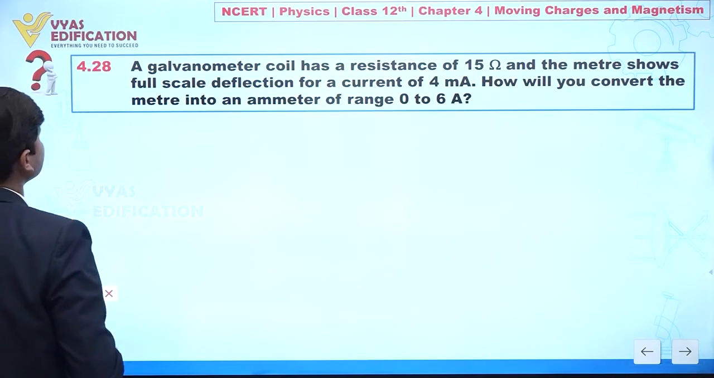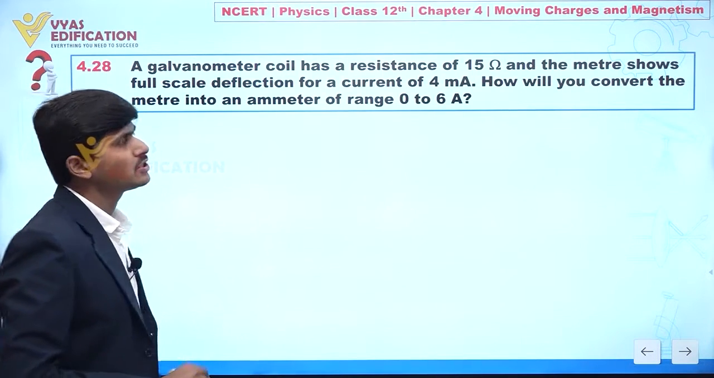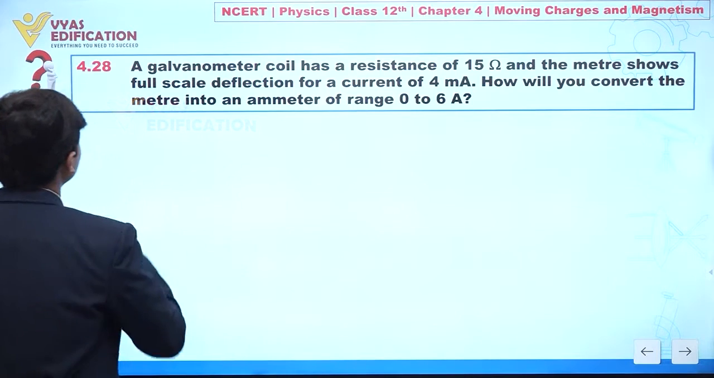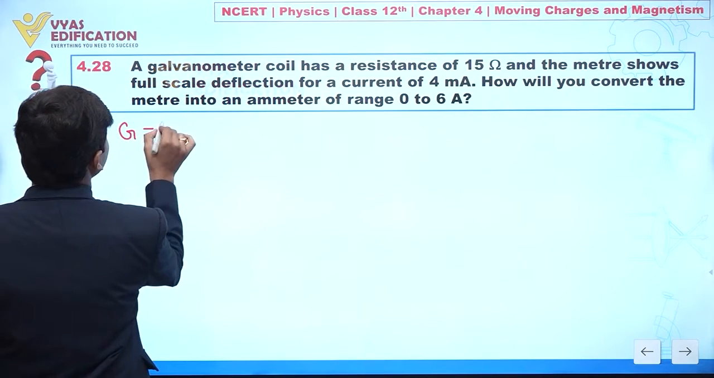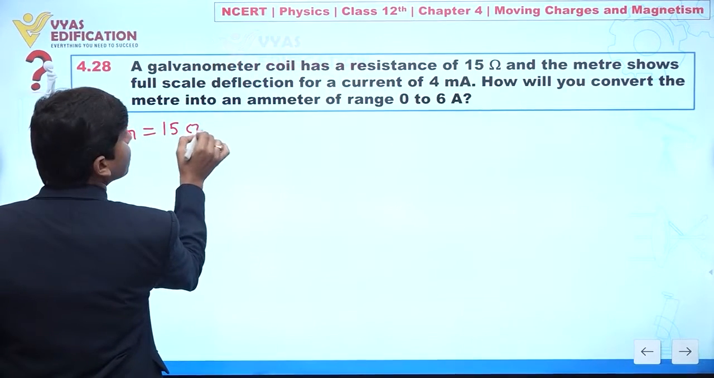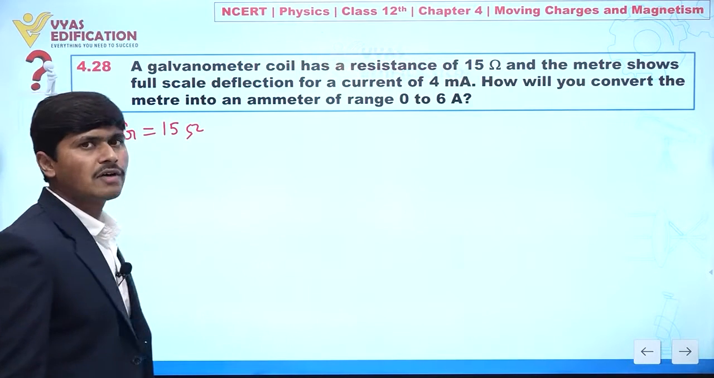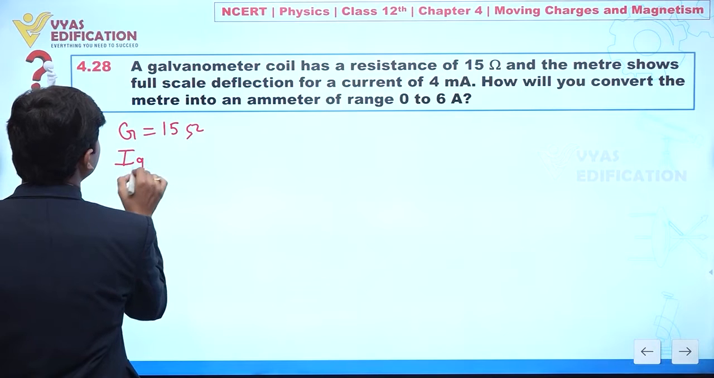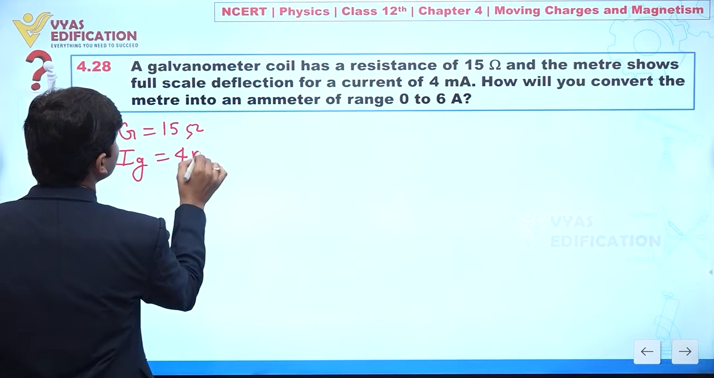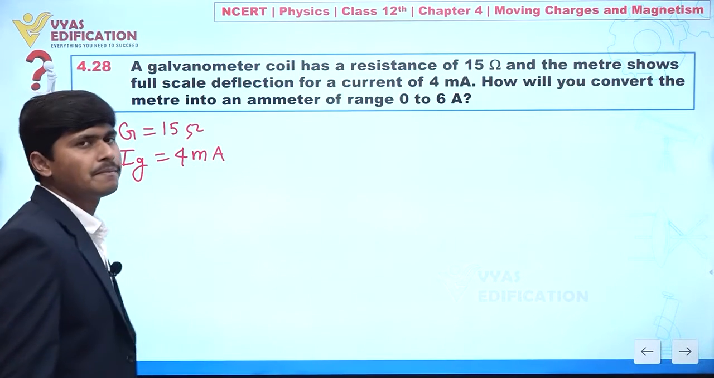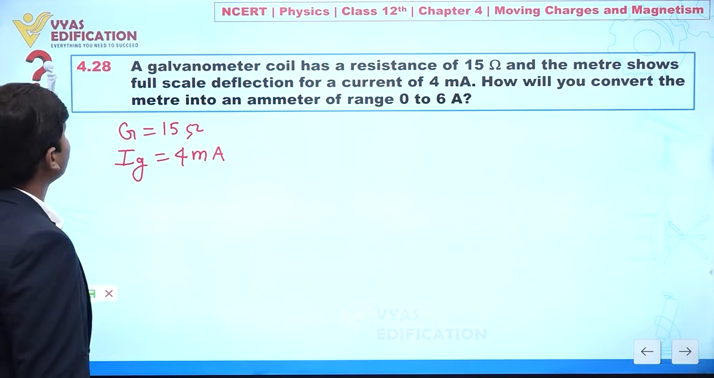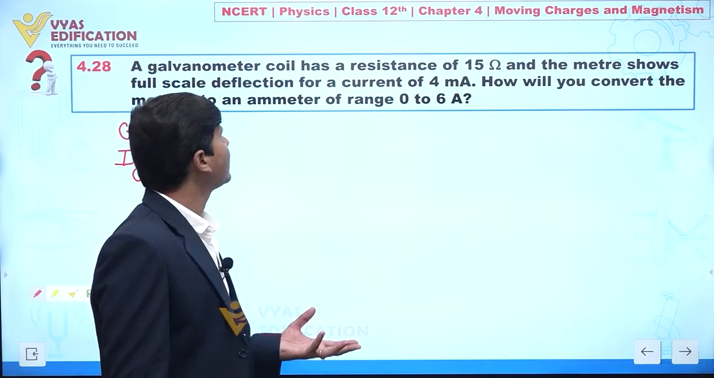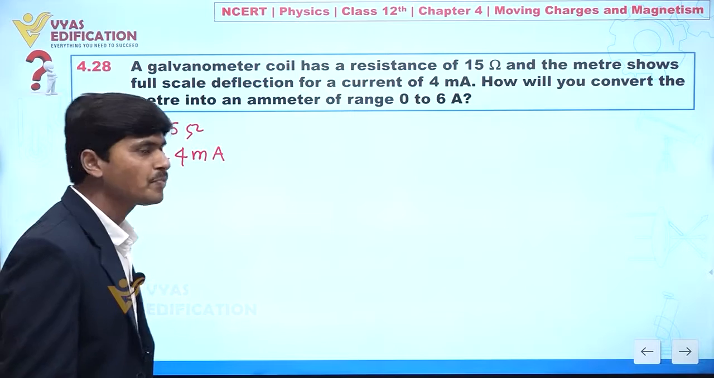In this question it is given that a galvanometer coil has a resistance of 15 ohm. It means the value of capital G is 15 ohm. The meter shows a full scale deflection for a current of 4 milliampere. It means Ig should be equal to 4 milliampere. How will you convert the meter into an ammeter of range 0 to 6 ampere?